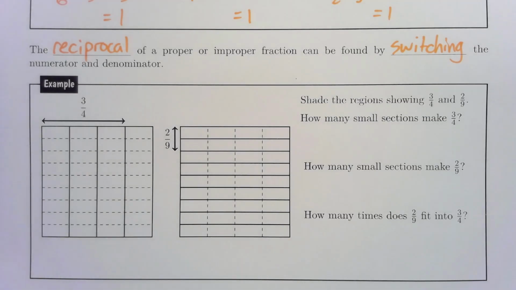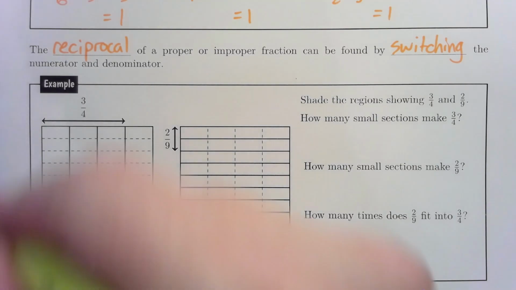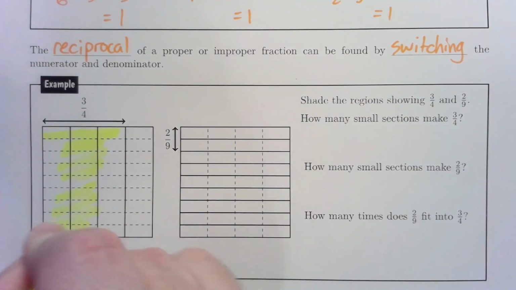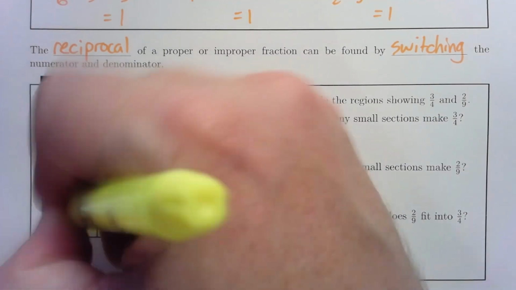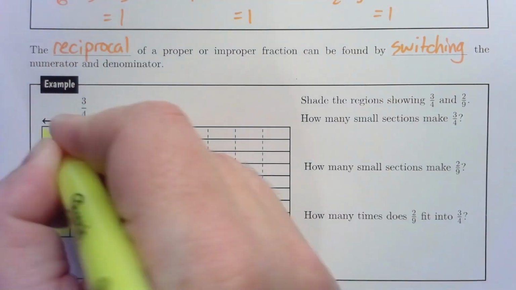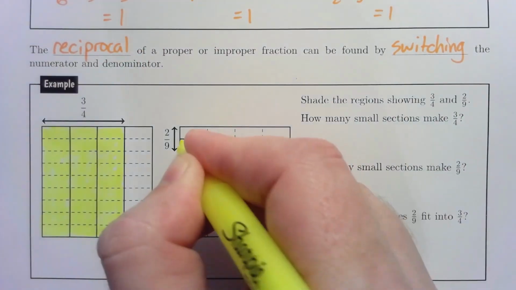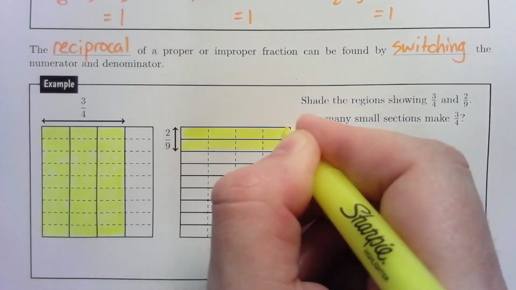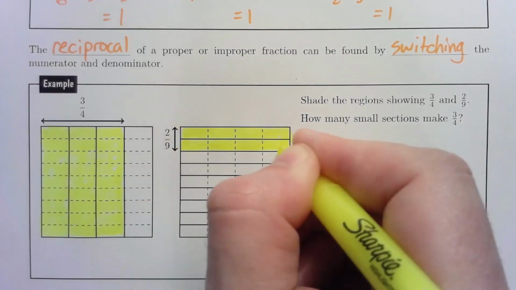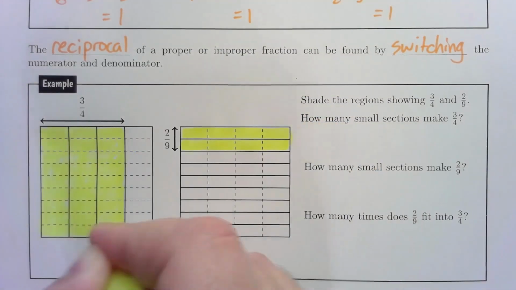So, we have two squares. Each of them represent one whole. We're going to shade one with the area of 3/4, and we're going to shade the other one with the area of 2/9. We're wanting to show how many times 2/9 fits inside 3/4. In other words, we're finding 3/4 divided by 2/9.